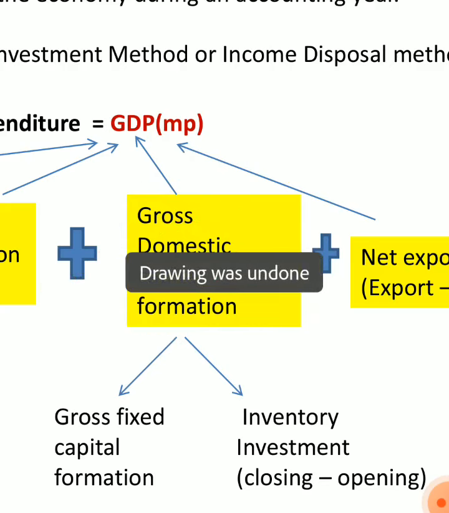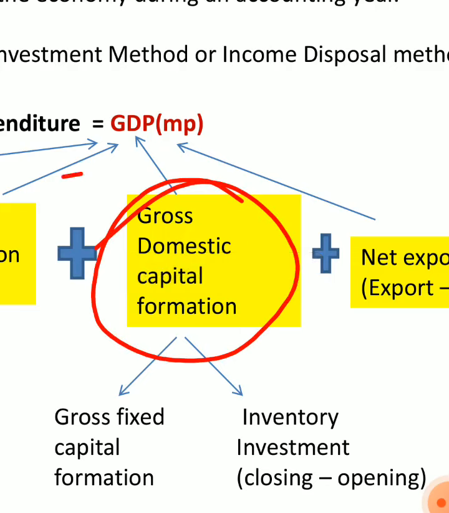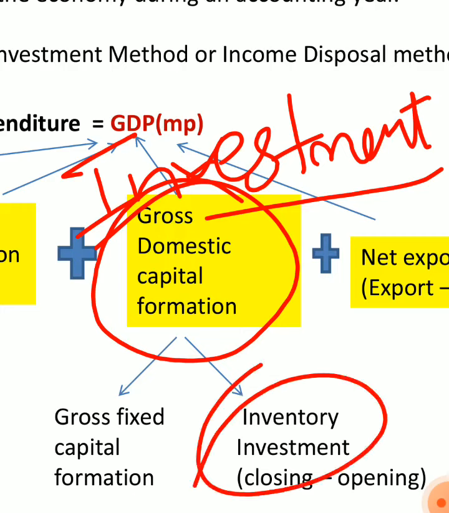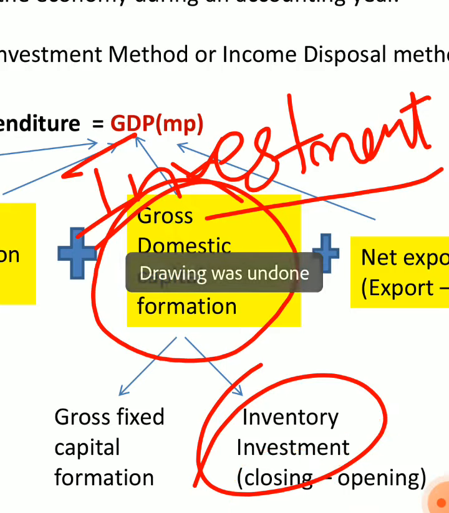Apart from domestic capital formation, there might be the word investment also, as I said earlier. So you don't have to get confused here. There are various names of a particular aggregate, 2-3 names, so don't get confused. Instead of gross domestic capital formation, there might be investment given. Instead of inventory investment, there might be change in stock, or instead of change in stock, closing stock and opening stock. So don't get confused here.